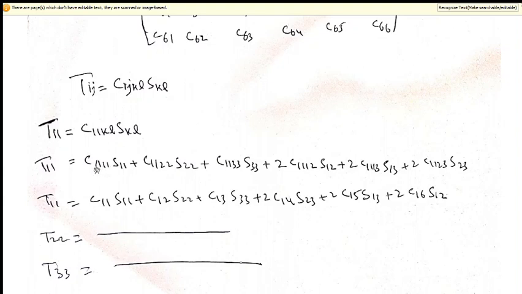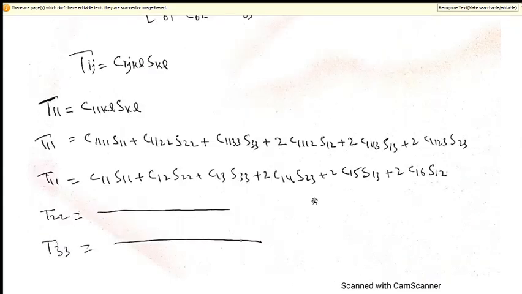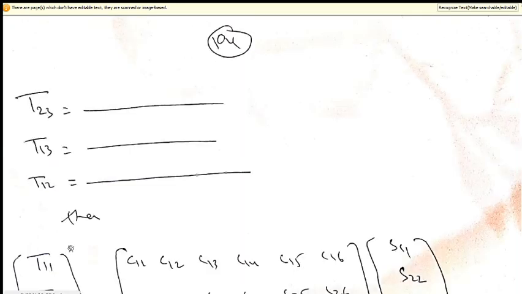We can write this in two index notation: C11 S11 plus C12 S22 plus C13 S33 plus 2 C14 S23 plus 2 C15 S13 plus 2 C16 S12. Similarly, you have to write T22, T33, then T23, T13 and T12, because T23 is 4, T13 is 5 and T12 is 6.